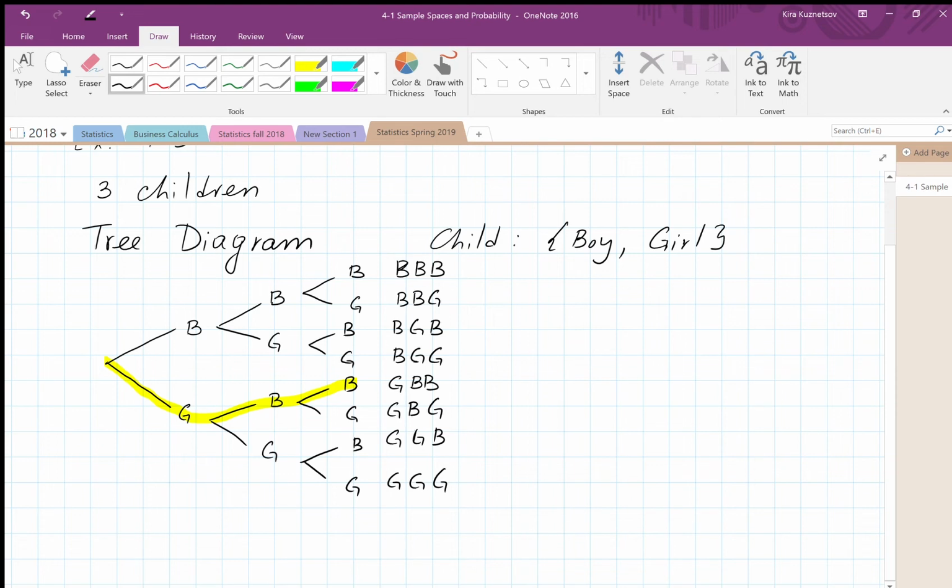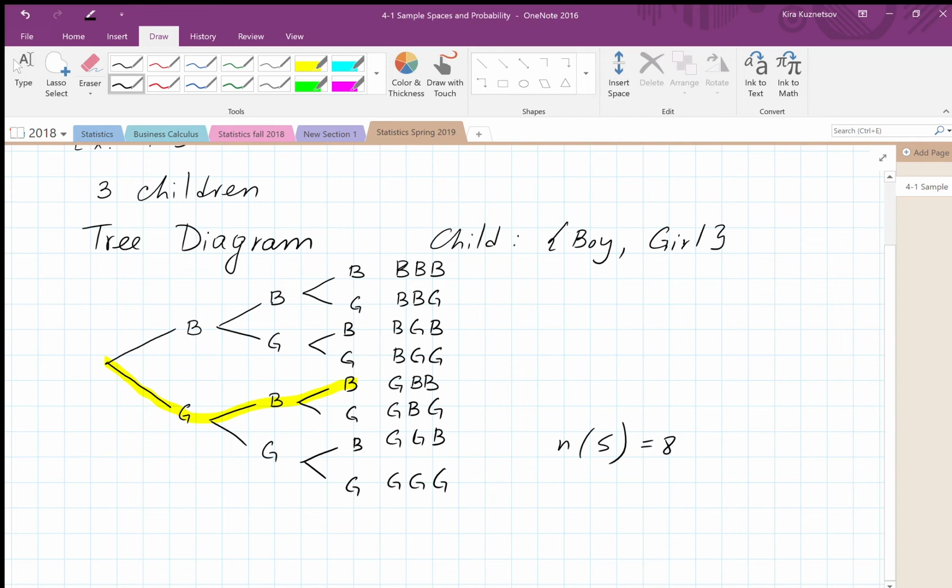So a complete sample space has 1, 2, 3, 4, 5, 6, 7, 8. So the number in the sample space of this particular probability experiment of having 3 children is 8.